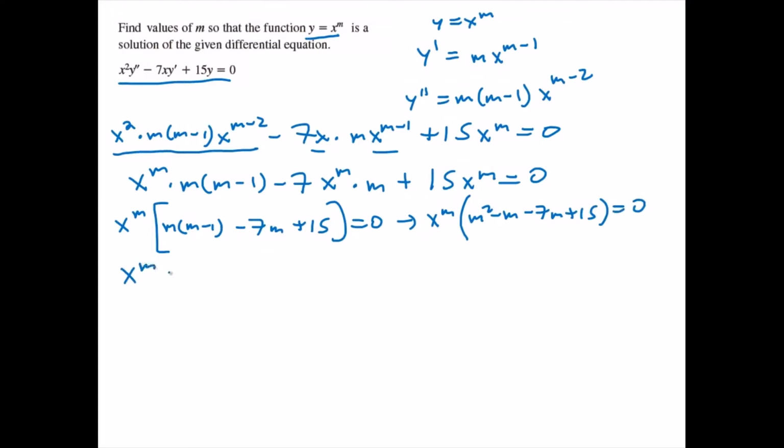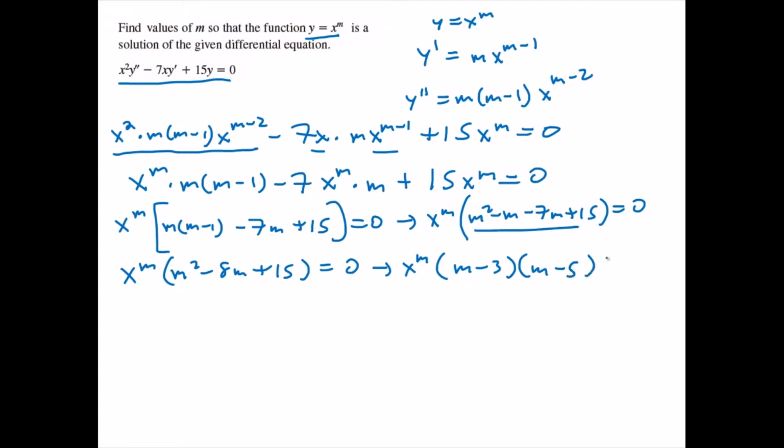And so we'll get x to the m times, well, when we simplify this, we'll get m squared minus 8m plus 15 equals 0. And this m squared minus 8m plus 15 can be factored. So that can be factored as m minus 3 times m minus 5. And so now we have these three factors being multiplied to give 0.